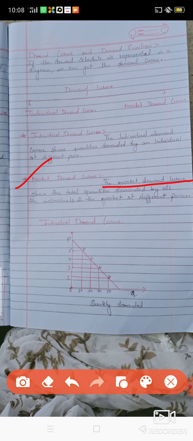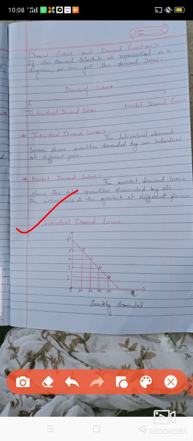And market demand is just the opposite, because here it shows the demand of all the consumers. So the market demand curve shows the total quantity demanded by all the individuals, the sum of all the people in a market, at different prices. Here I have made the graph of the individual demand curve.